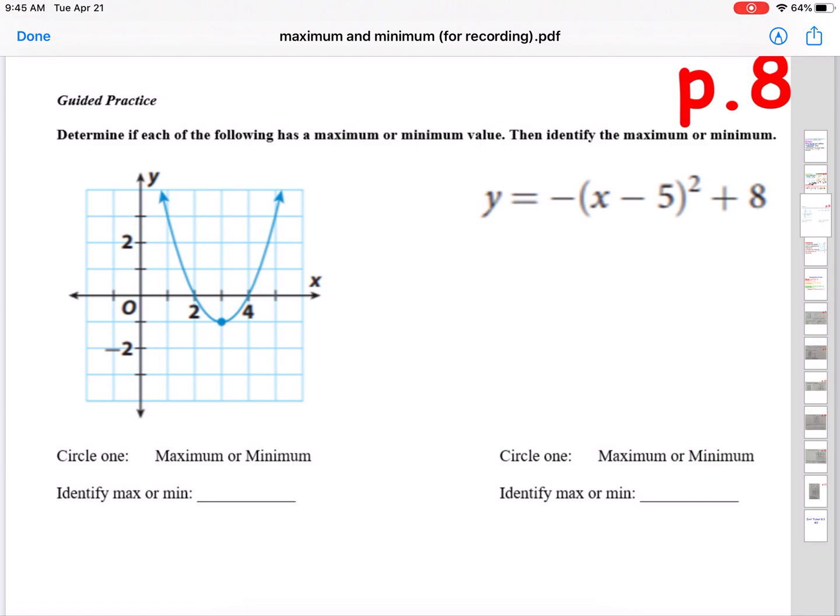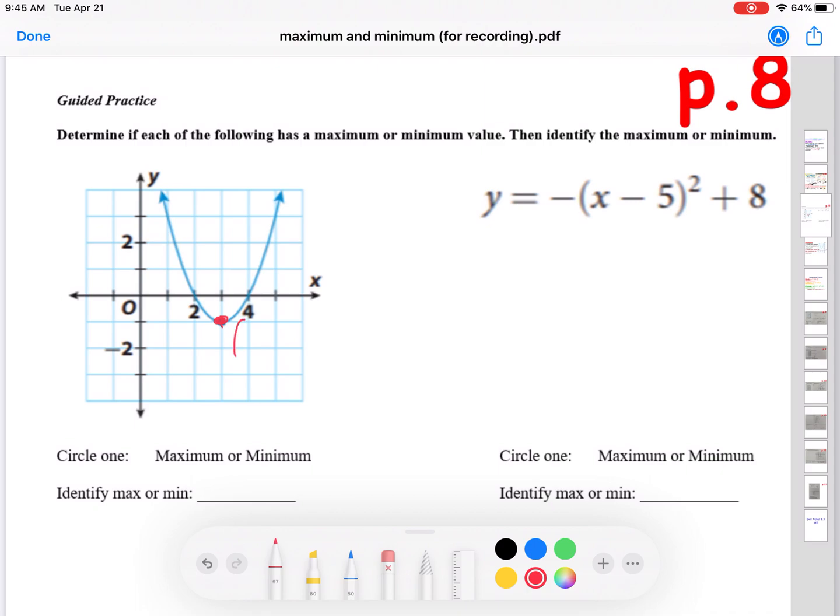So in our first guided practice problem here, I notice that the vertex of this graph is right here at (3, -1). Because this is an upwards facing parabola, this represents the lowest point of my graph. So that means that it represents a minimum. And as we learned in our mini lesson, the maximum, or in this case the minimum, is always the y coordinate of our vertex. So that would be -1.